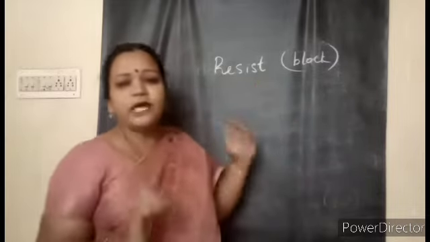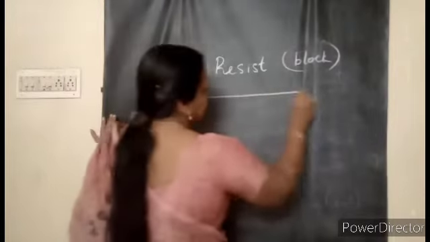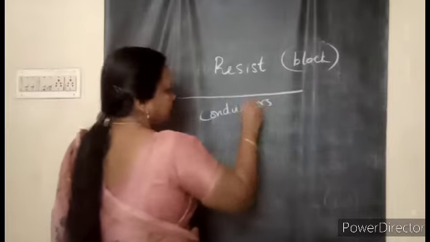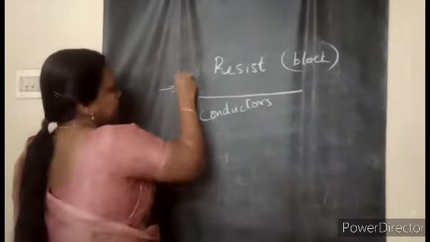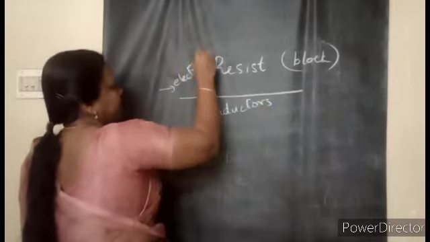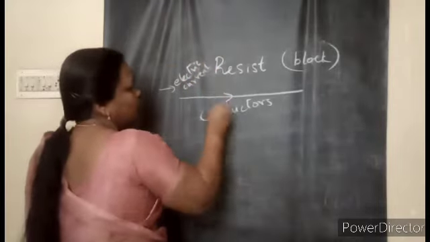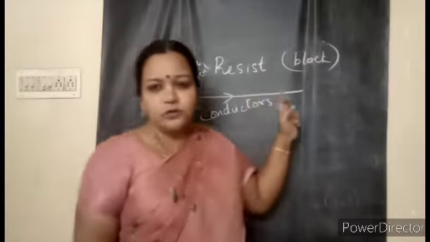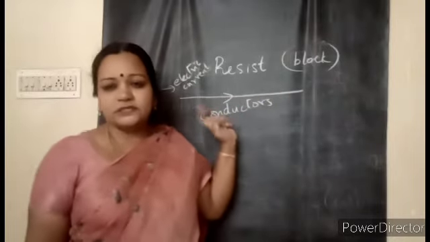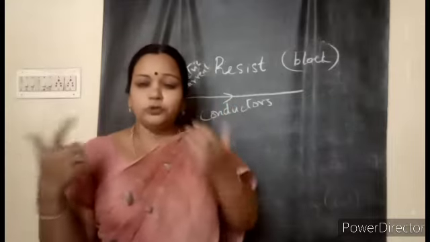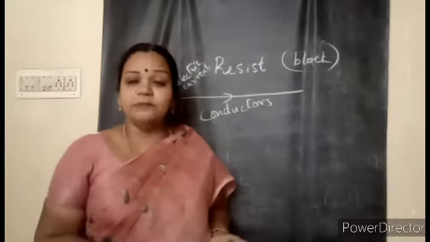The same thing happens in conductors also. Just now we said that when electrical energy is given, electric current is made to flow through a conductor. When it is made to flow, the first thing is that they are all made up of atoms. By now you all know that. I had shown you a video and explained it in a previous class.